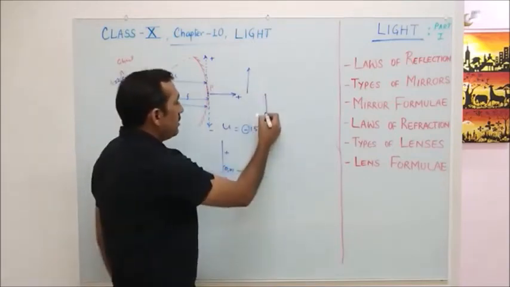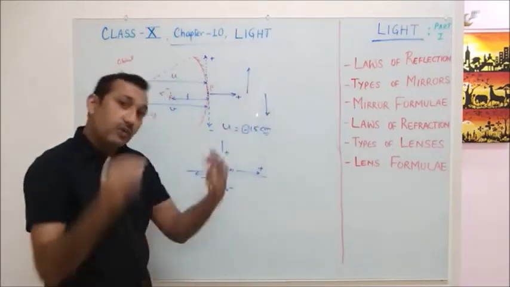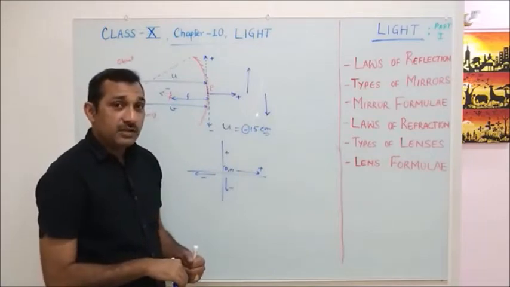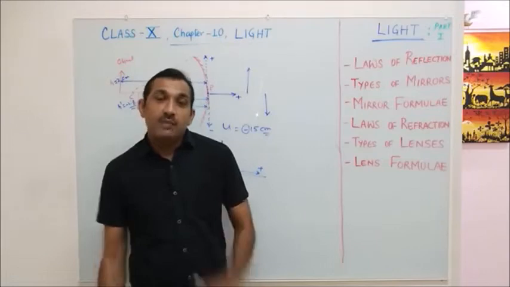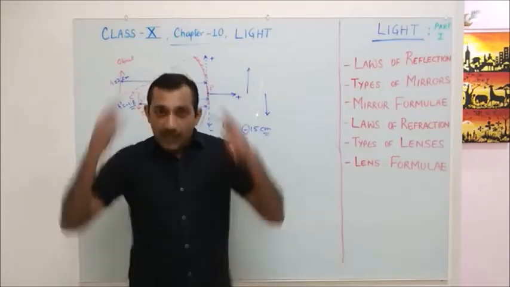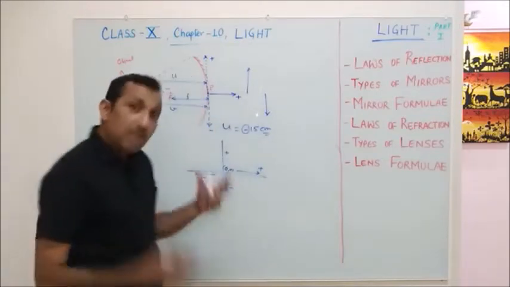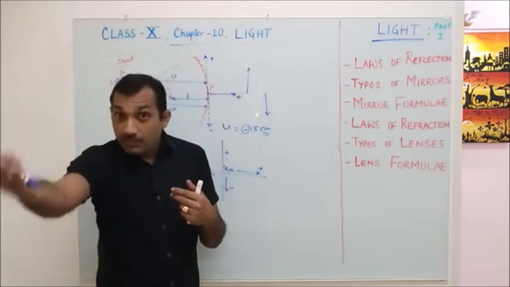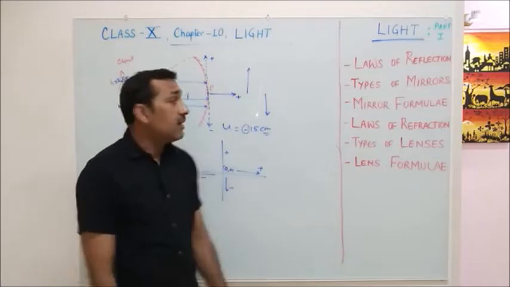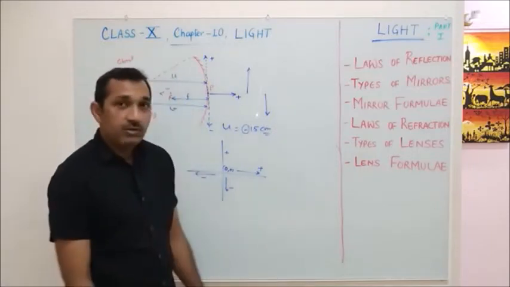When it is inverted, or below the principal axis, or if I am standing like this and my image is upside down, my head is down, legs are up, that is inverted. Otherwise, if it is like me, I am seeing head up, then it is called an erect image, right?